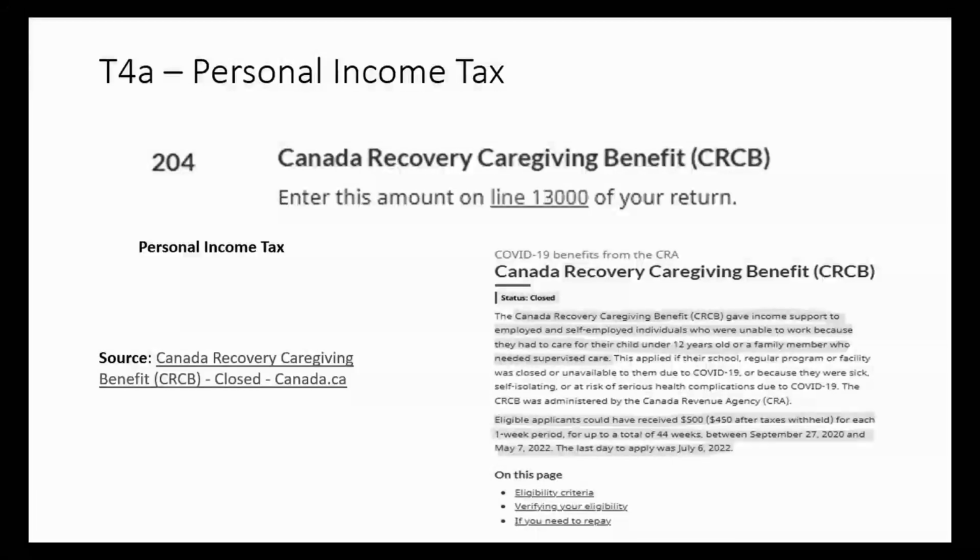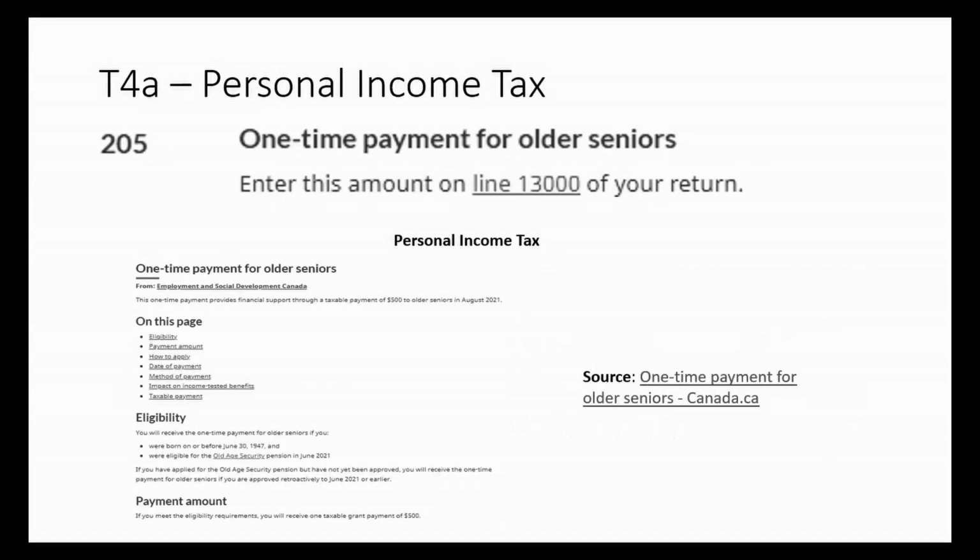Okay, this gave income support to employed and self-employed individuals who were not able to work because they had to care for their child under 12 years old or a family member who needed supervised care. Okay, code 205, one-time payment for older seniors. This is financial support, a taxable payment of $500 to older seniors in August 2021. Eligibility: you will receive the one-time payment if you were born on or before June 30th, 1947, and were eligible for old age security pension in June 2021.